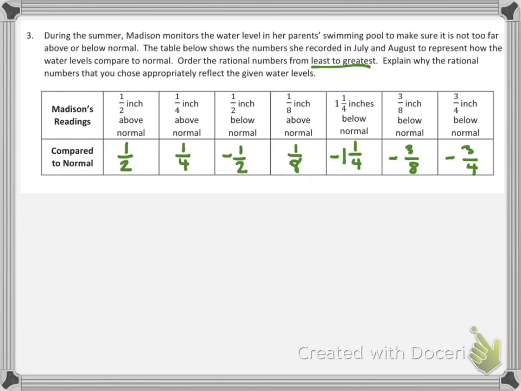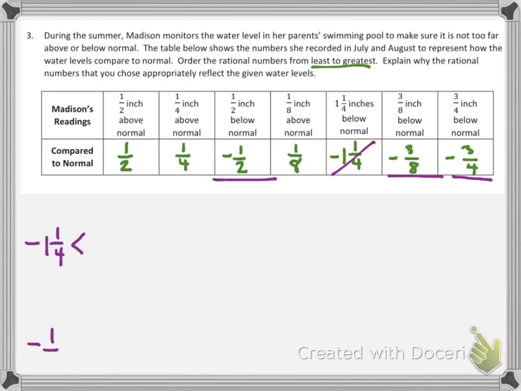So my smallest number is going to be the one that's the most negative. So that's negative 1 1/4. Negative 1 1/4 is less than, and I've got some fractions here in my negatives: negative 1/2, negative 3/8, and negative 3/4. I would like to make these all the same denominator so I can compare them easily. So I'm going to use this space down here.